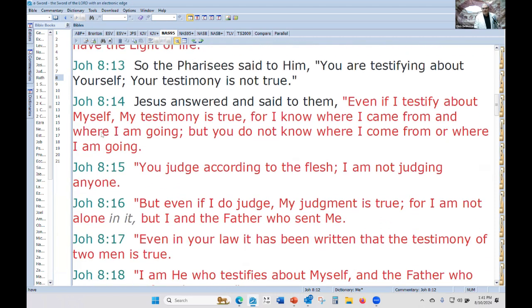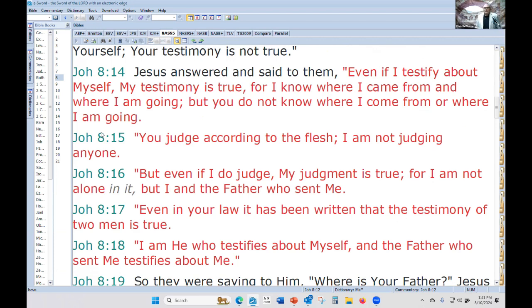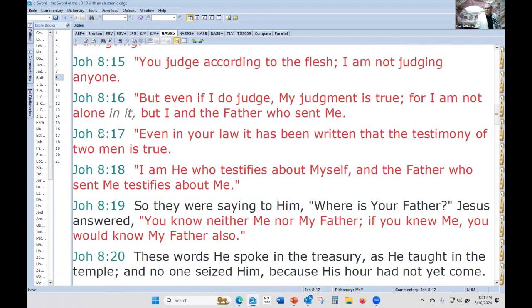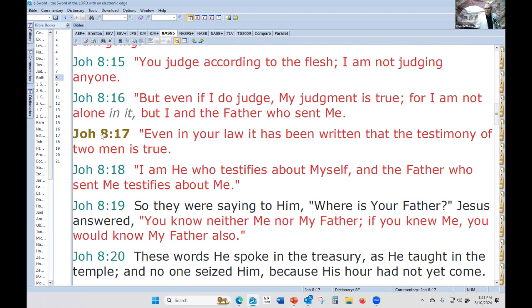So he answered and says, even if I testify about myself, my testimony is true, for I know where I came from and where I'm going, but you do not know where I come from or where I'm going. You judge according to the flesh, but I'm not judging anybody. Even if I do judge, my judgment is true, for I am not alone in it. I am with the Father who sent me. Even in your law, it has been written that the testimony of two men is true. I am he who testifies about myself, and the Father who sent me testifies about me.